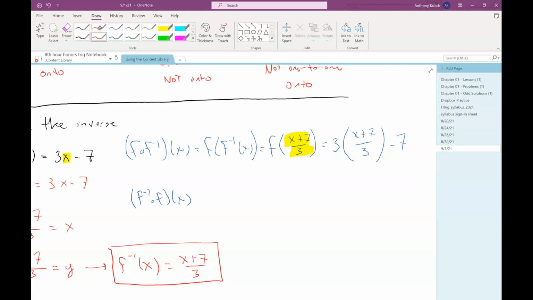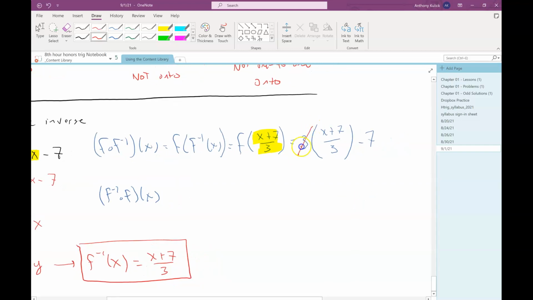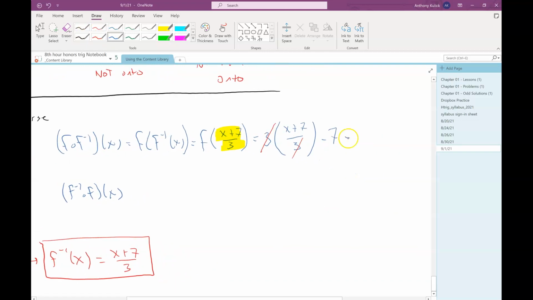Everybody good with the composition that happened there? Okay. The times 3 cancels with the divides by 3. That leaves me x plus 7 minus 7. The plus 7 cancels with the minus 7. And we're left with just x, which is what I was supposed to get. Now I just have to check the other direction. You can celebrate.